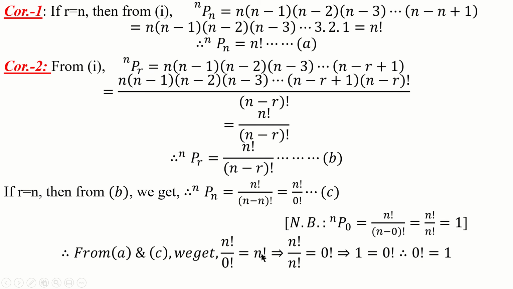Now, alternando, convert n factorial into here and this into here, and we will get this. That means n factorial by n factorial equals 1. That means 0 factorial equals 1, we can write. And here note that in nPr, when you put r equal to 0, we get n factorial divided by n minus 0 factorial. That means n factorial by n factorial equals 1. You have to remember this.